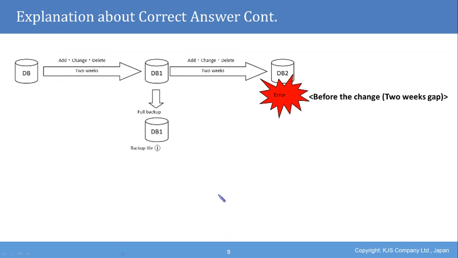Now let us have a look at the scenario when we do a full backup every 2 weeks. So first of all, we are here with the original database, and we have 2 weeks of adding and changing and deleting data, where we are left with DB1. And we perform a full backup of DB1 after 2 weeks, and then we have another 2 weeks of adding and changing and deleting data, where we are left with DB2, and an error occurs.